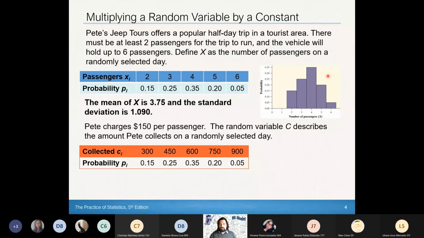We're now going to transform our random variable x to give us the amount of money collected. We're going to call that random variable c. This is also a discrete random variable. It has specific values attached to it and specific probabilities for each outcome. Pete charges $150 per passenger, which means for 2 passengers, it's 300, 3 is 450, 4 is 600, and so on. The probability of each of these amounts of money being collected is the same as the probability of having that number of passengers. That probability just carries over. There's no new calculation to find that probability.